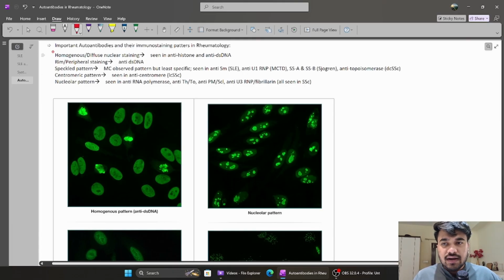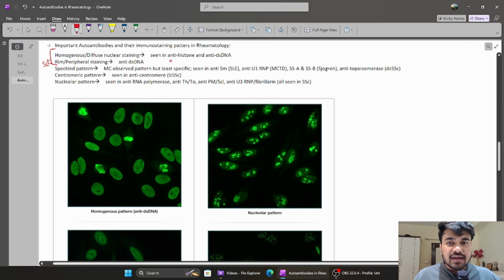So the first two patterns, homogeneous staining and rim or peripheral staining, are seen in SLE. They are suggestive of SLE. So homogeneous pattern is typically seen in anti-histone antibodies and anti-dsDNA antibodies, while rim or peripheral staining is seen with anti-dsDNA antibodies. So basically, anti-dsDNA can show both homogeneous staining pattern as well as rim or peripheral staining pattern. So both these antibodies are seen in SLE.